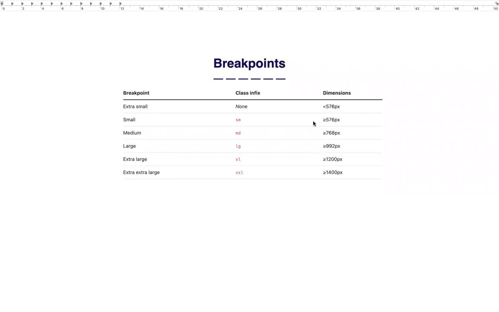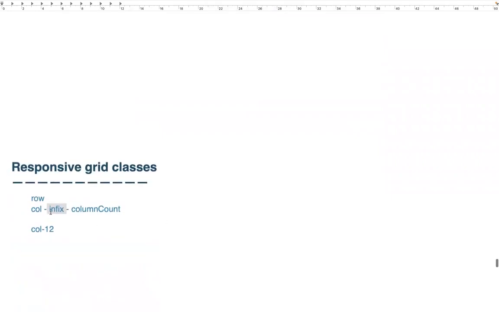Now, if the device is a small device, that means whose width is between 576 and 768 pixels, the infix is sm. We call this the infix because it exists in between col and the column count. So for example, if I write col-sm-12 or col-sm-6, what does it mean? The device whose width is between 576 and 768 is going to occupy 6 columns.